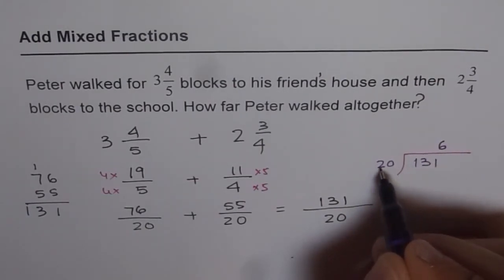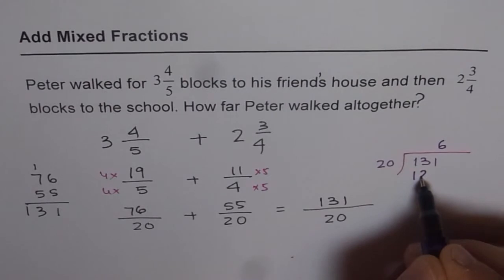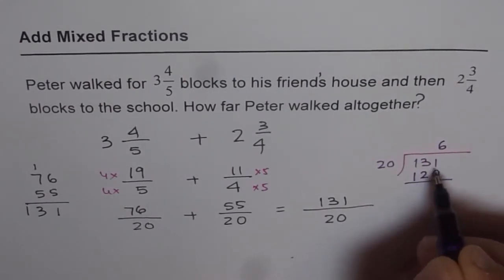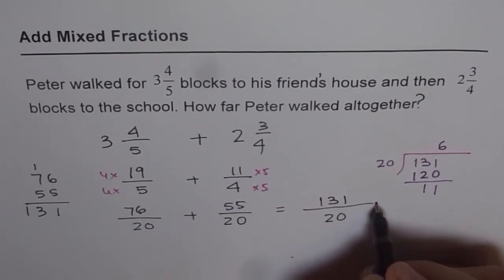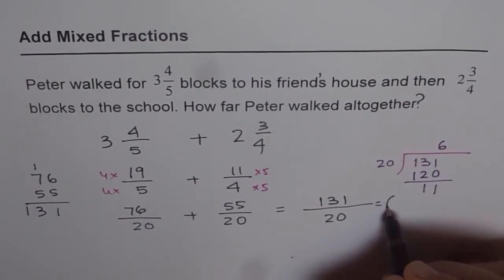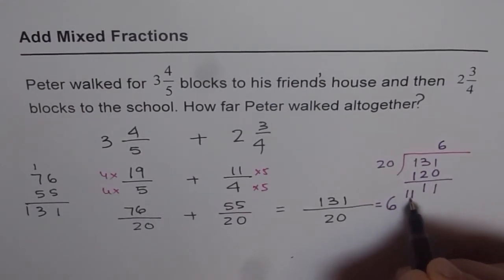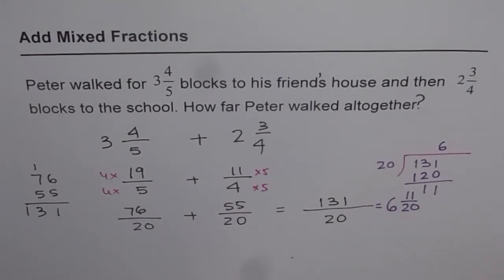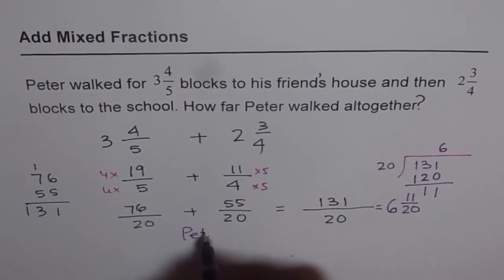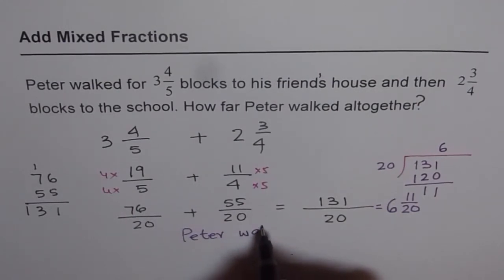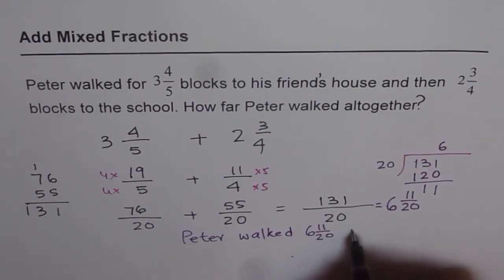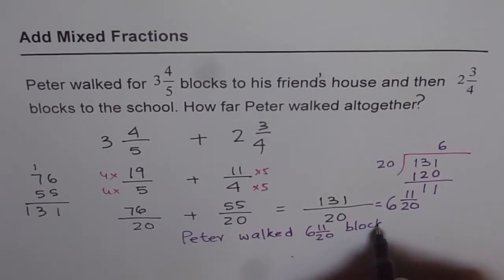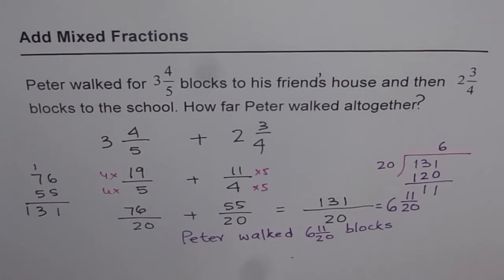6 times 2 is 12 and then 1 0. So what remains is 1 and 1, 11, right? So we can write this as 6 whole 11/20 as our answer, right? So we can write down: Peter walked 6 11/20 blocks altogether, right? So that is our answer.